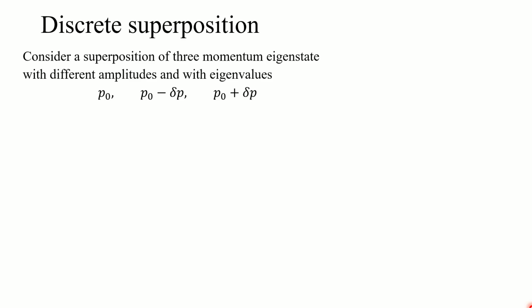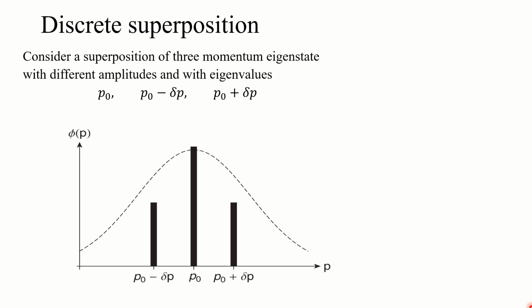So we're going to start with a bit of a simplification to map it to what we're more familiar with. There's some problems with normalization and things like that with this, but it's a really good way to get a qualitative feel of what's going on here. So we're going to consider a discrete superposition of three momentum eigenstates with different amplitudes. One at the momentum eigenvalue p naught, one shifted a little lower by some delta p, and one shifted a bit higher by delta p. And we're going to have different amplitudes in the superposition.